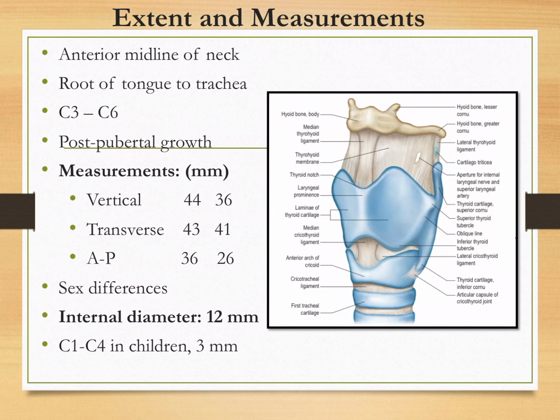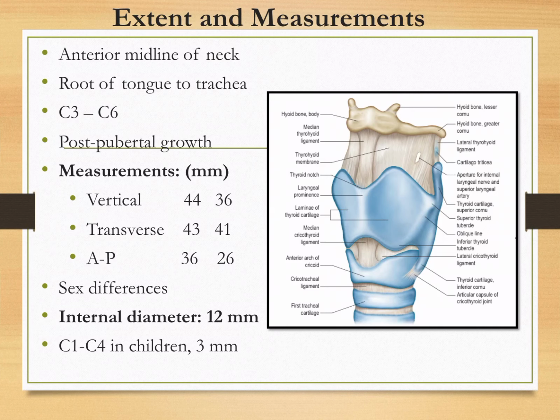So here's a slide of the extent and measurements. You can take a screenshot of that. The larynx is situated in the anterior midline of the neck. It extends from the root of the tongue to the trachea. Its vertebral extent is from the third to the sixth cervical vertebrae. You can add a note on the post-pubertal growth, which is a little more aggressive in males, because of which the thyroid cartilage especially becomes much more prominent and stands out as the Adam's apple. The measurements are given.